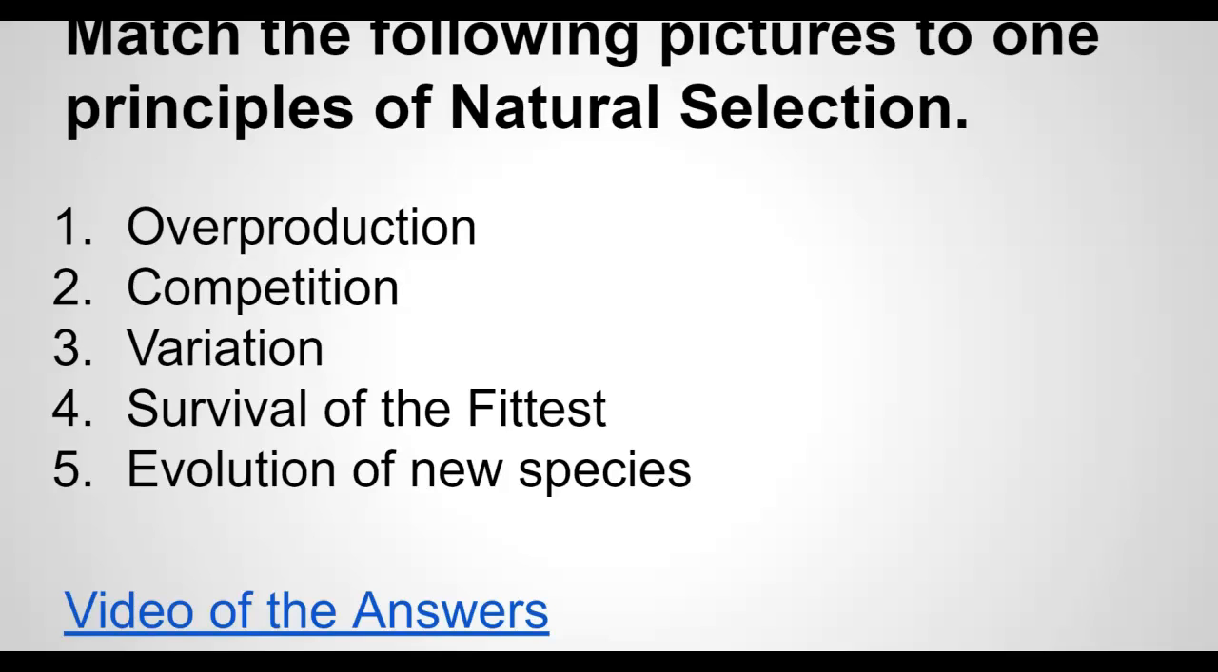So there's 5 pictures coming up. The answers for these 5 pictures are Darwin's principles. So you have overproduction, too many organisms; competition, fighting between organisms; variation, changes between organisms; survival of the fittest, meaning the stronger ones are going to survive. And then the last one is evolution of species. So each one of these pictures is going to represent one of them. Your job is to figure out which one.